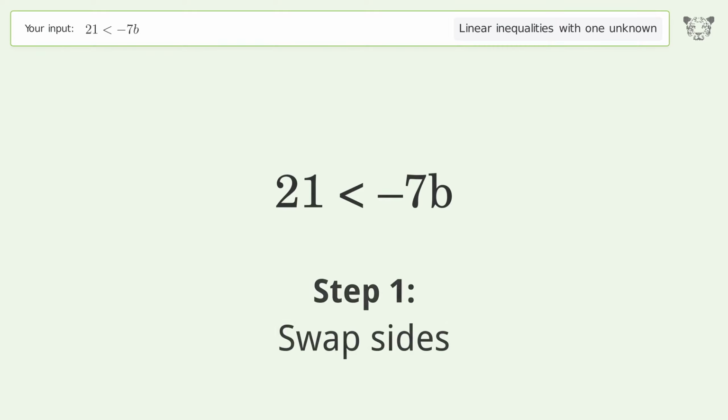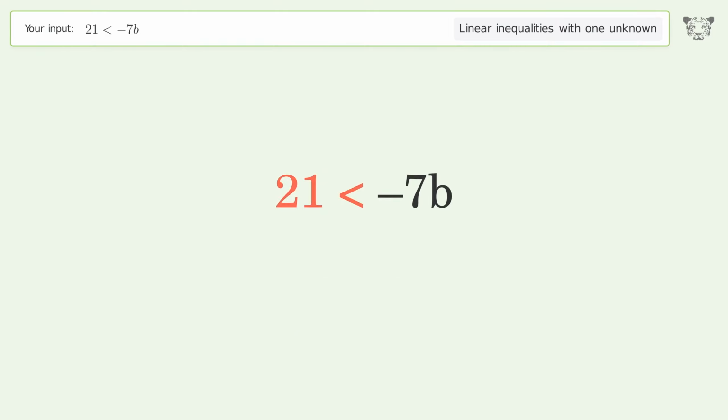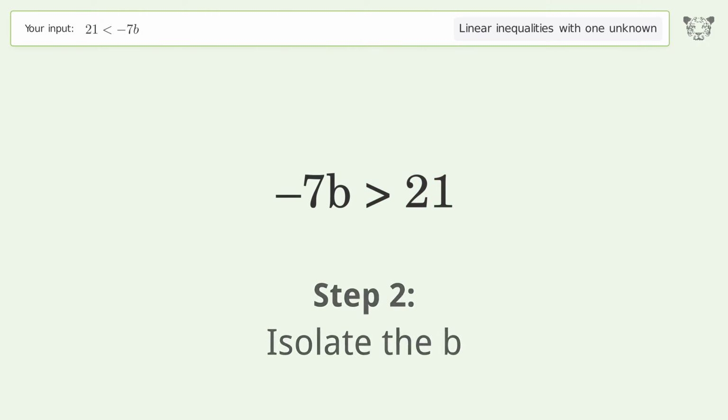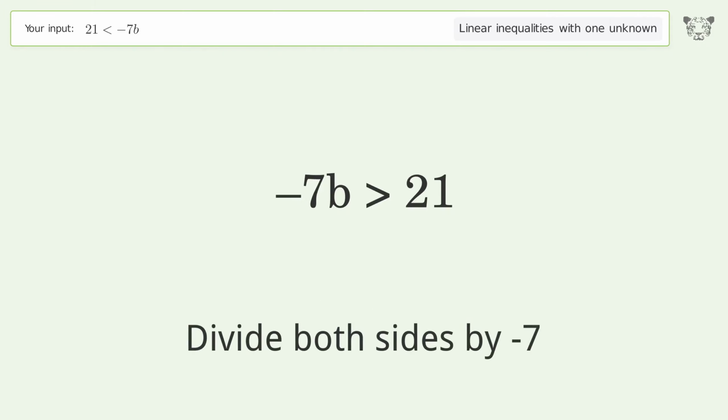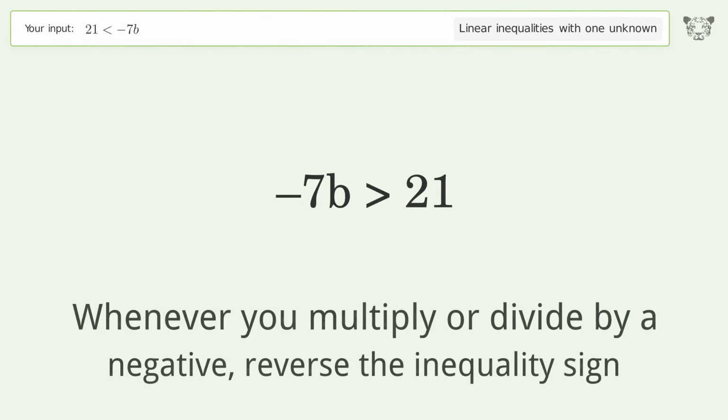Swap sides. Isolate the b. Divide both sides by -7. Whenever you multiply or divide by a negative, reverse the inequality sign.